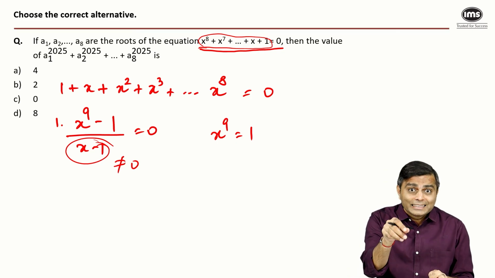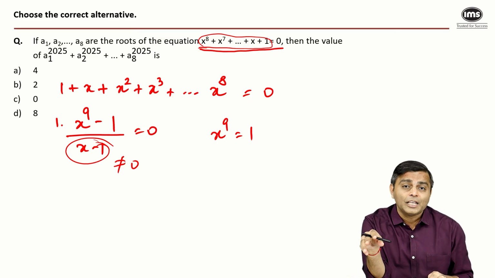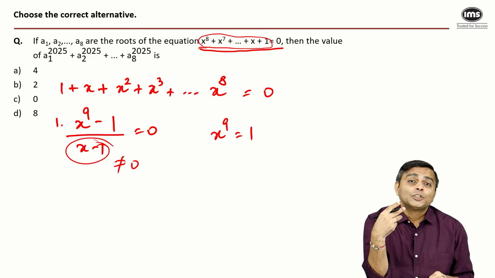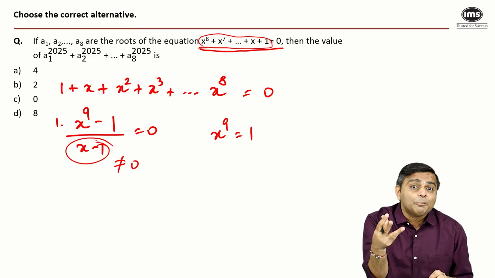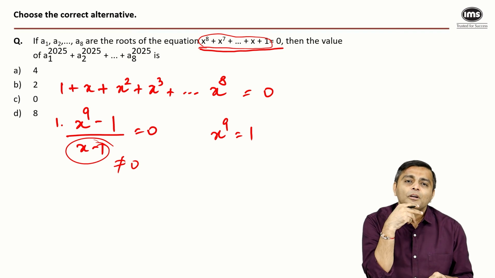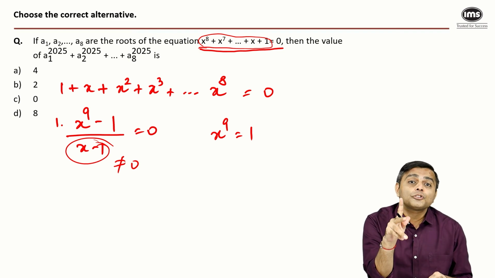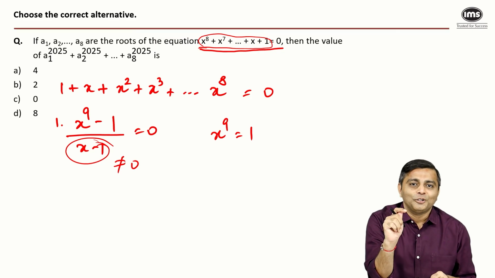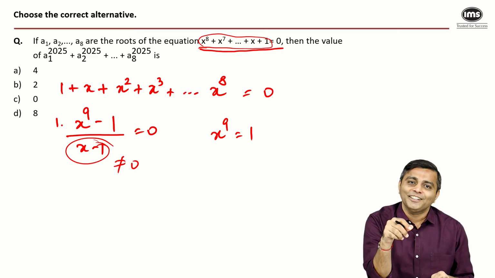Remember that x is the variable of the equation, which means all the roots will satisfy this particular part. So the root's 9th power is 1. But what we are asked is the root's 2025th power. Thankfully, or very strategically, 2025 is a multiple of 9.